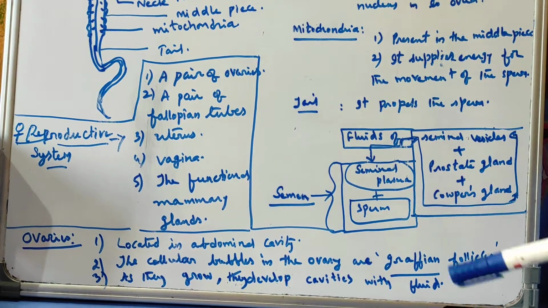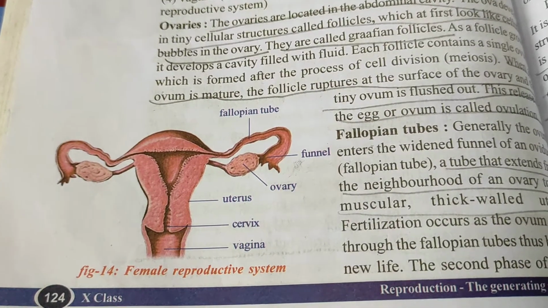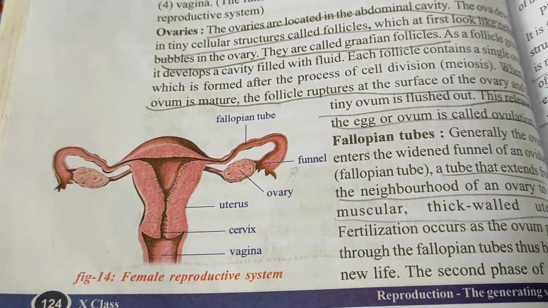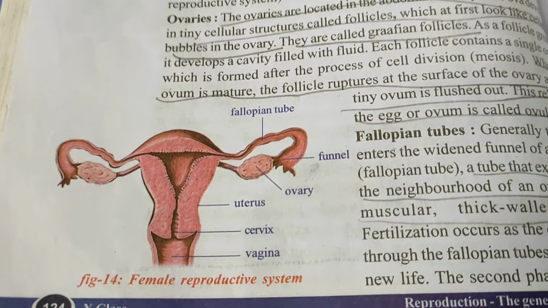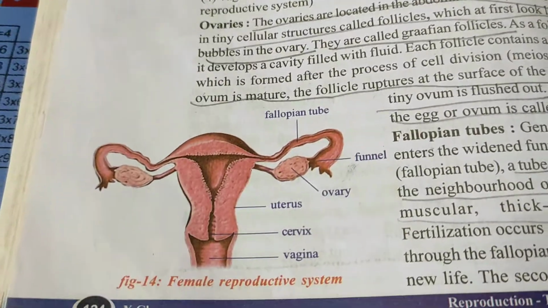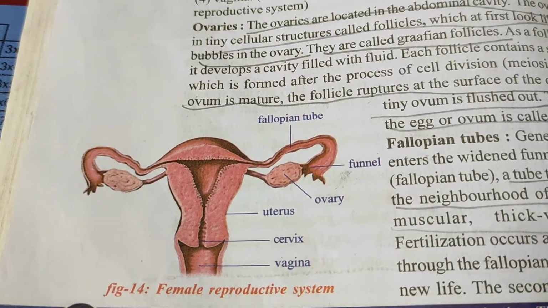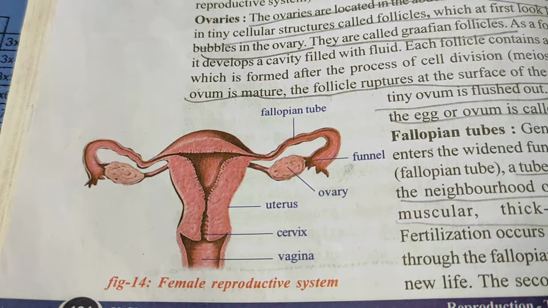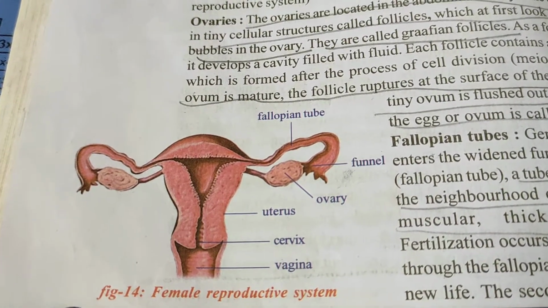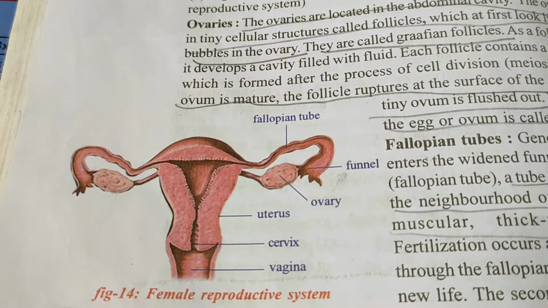I will show you the diagram now. Look at the diagram of the female reproductive system, on page 124 in your textbooks. Open your textbooks. Now I will explain. First one is the ovary. You can see the ovary here, and neighboring the ovary is the funnel, that is the fallopian tube. Two fallopian tubes are there on either side. At the center, the uterus is there. Actually, this is the fetal bag. Then the next one is the cervix and vagina.